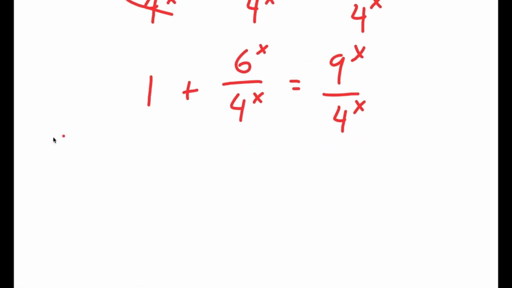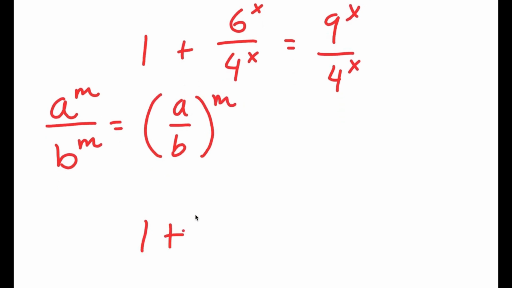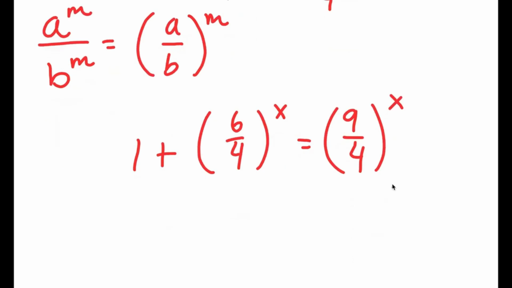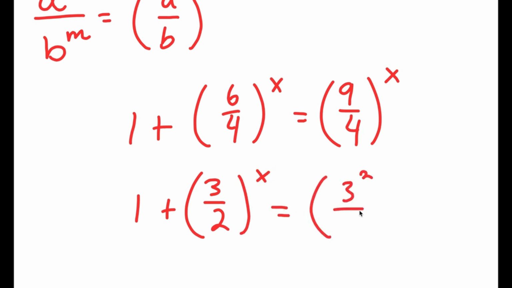And if I have something in the form a to the power of m over b to the power of m, this is equal to a over b to the power of m. So in this case, 6 to the power of x over 4 to the power of x is going to equal 6 over 4 to the power of x. And 9 to the power of x over 4 to the power of x is going to equal 9 over 4 to the power of x. Now I can simplify these fractions. So 6 over 4 is equal to 3 over 2.